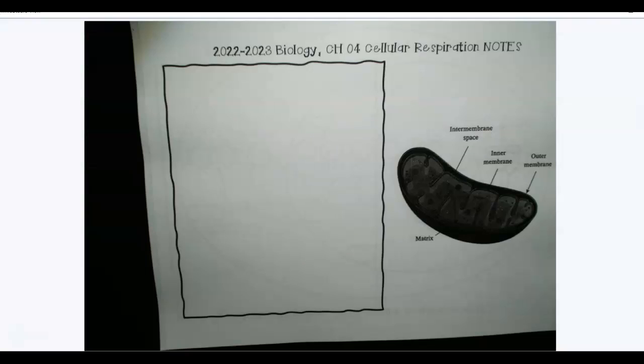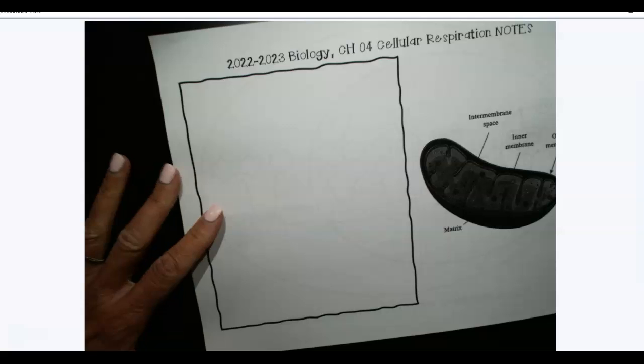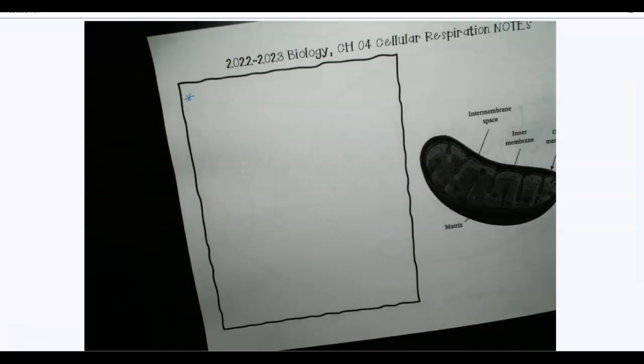Is that cool? Okay, so we're going to talk about cellular respiration, and it literally is the opposite of photosynthesis. It is the absolute opposite. Okay? So first of all, let's just start with the definition. It is the process by which sugars are broken down to make ATP.